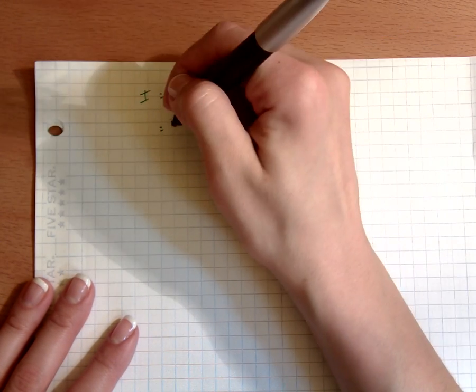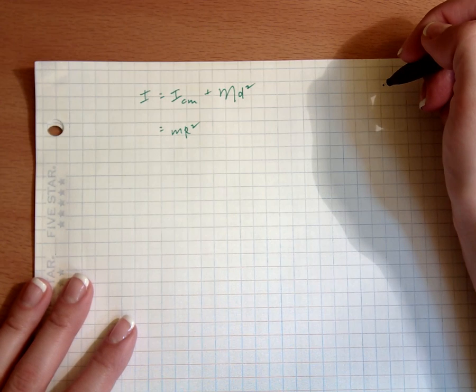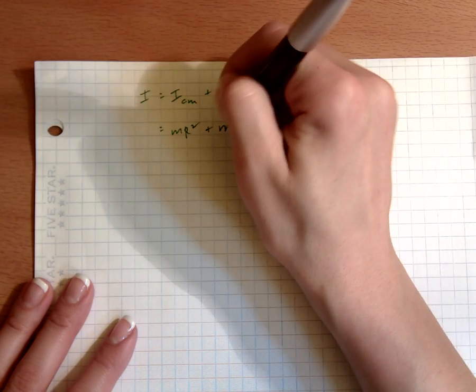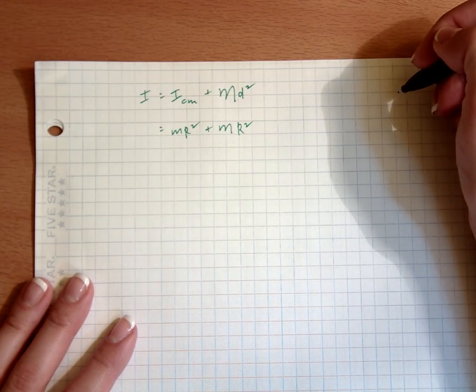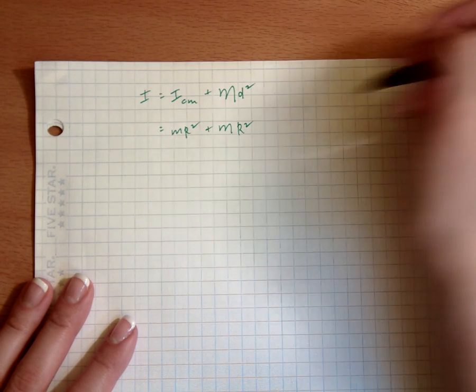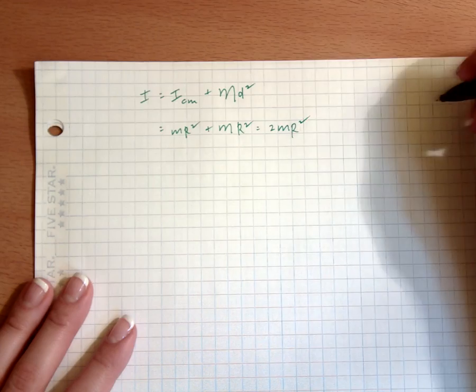I_CM in this case is mR squared, and you can look that up in table 12.2 in your text, plus m, and this distance d is R squared in the case of our hoop. So if you add those things together, you get 2mR squared.